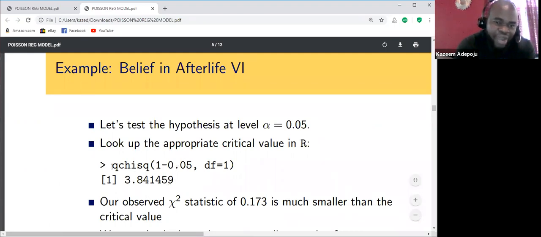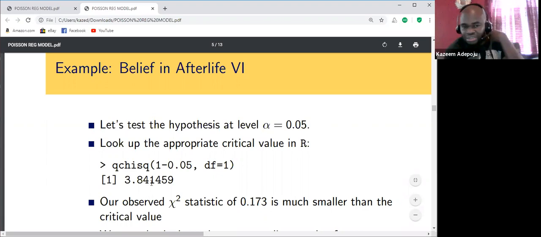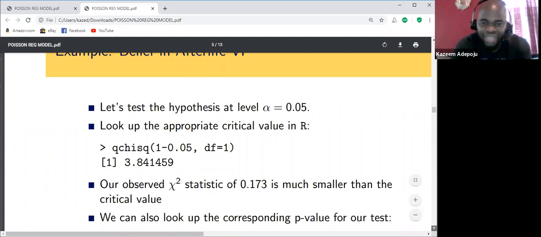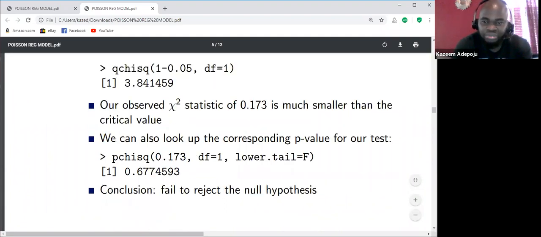You're going to write qchisq(1 - 0.05, df = 1). This is the critical value, so not 5.99. You can do that in R. If this is the critical value, then you can compare it with the 0.173 that I talked about the other time, which is less.